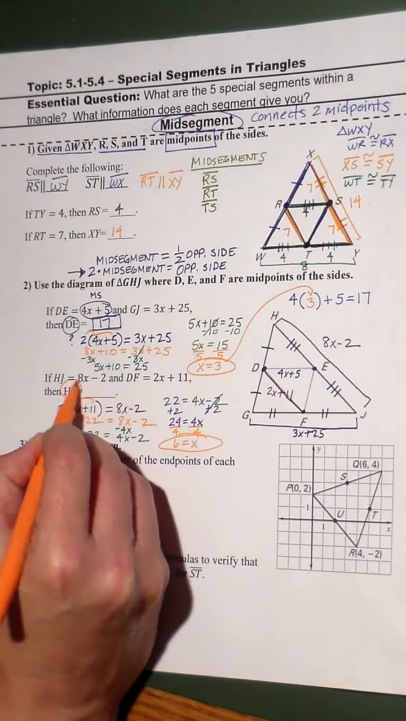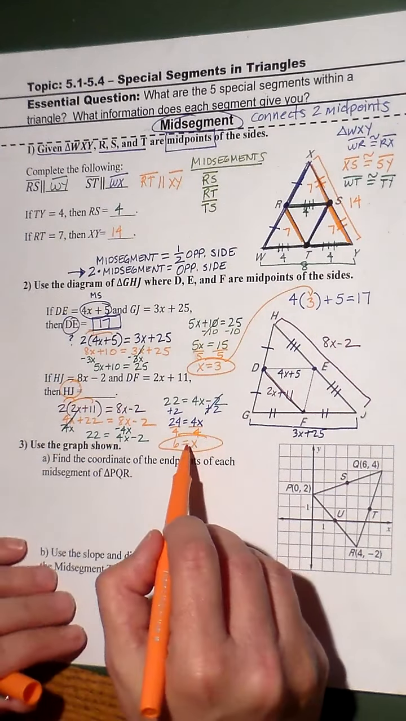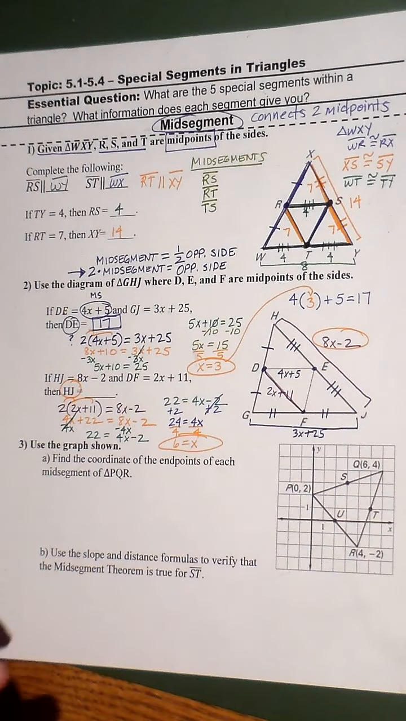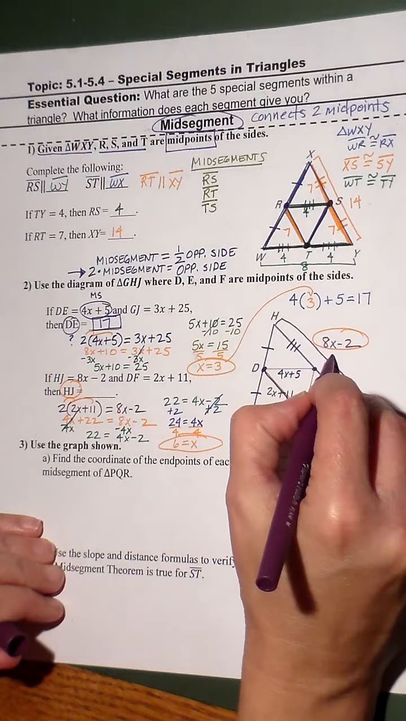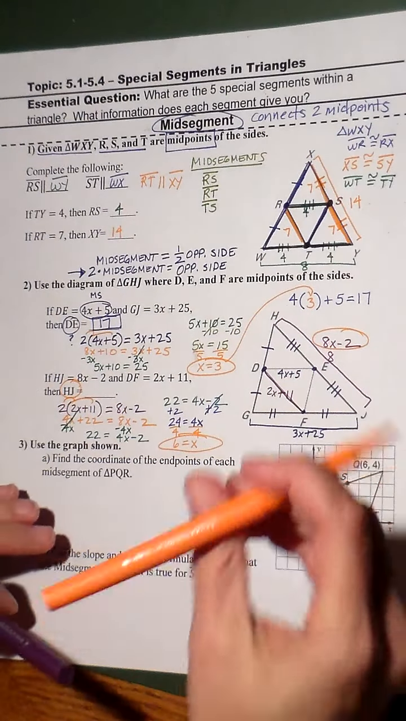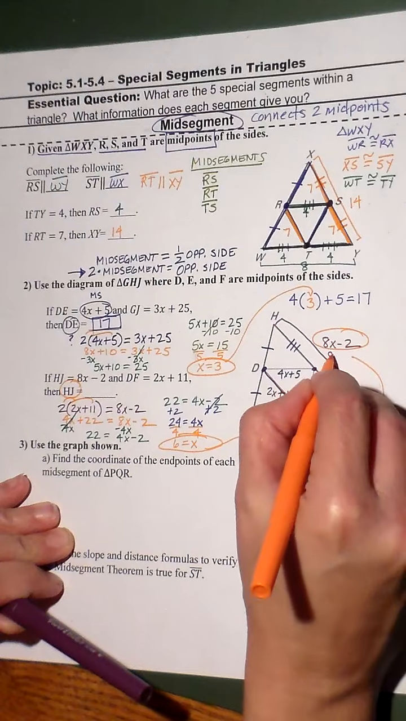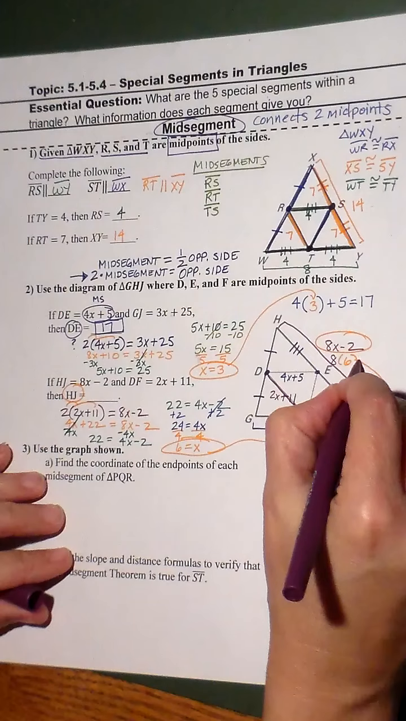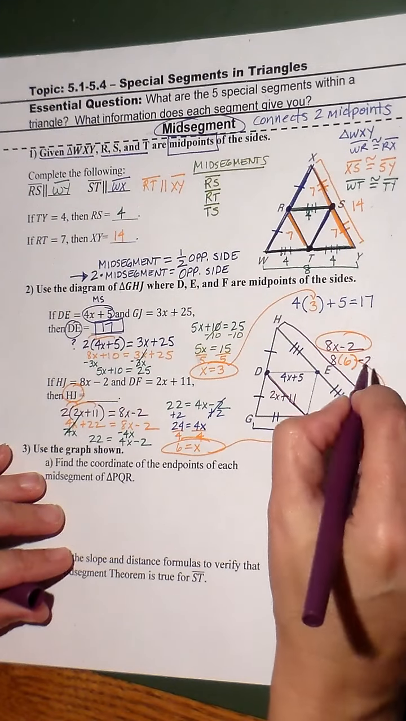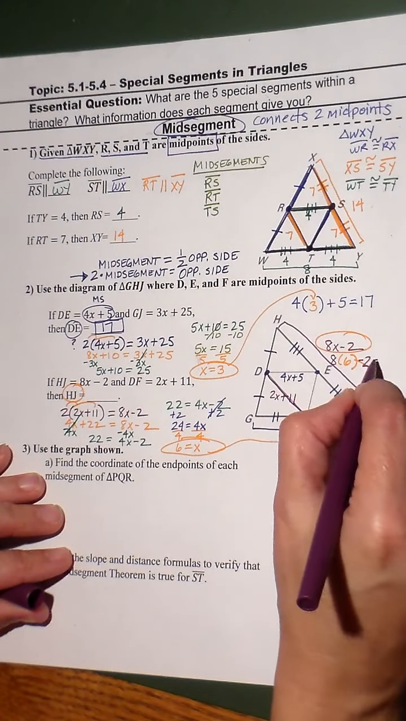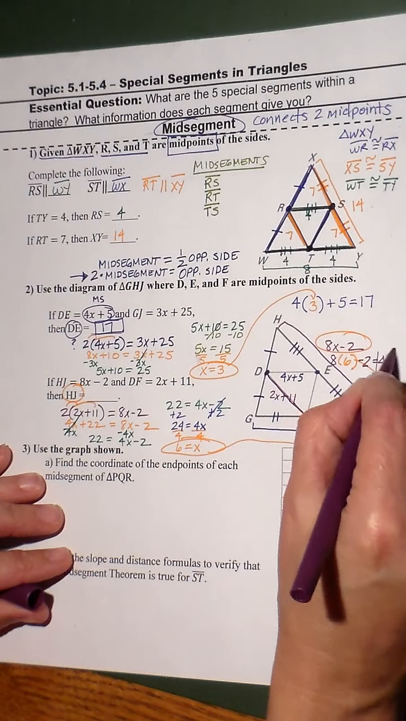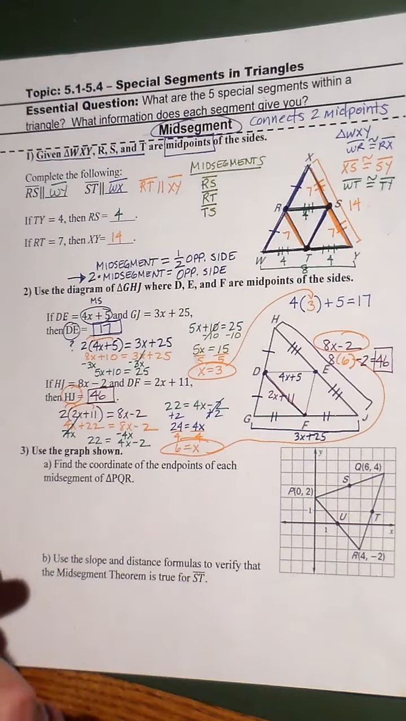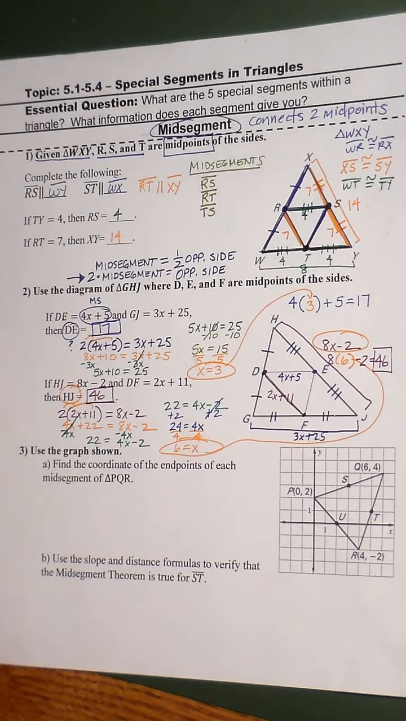I'm looking for HJ. So I'm going to take the 6 and plug that in for HJ. This is HJ. So I'm going to plug in the 6 for x. So I have 8 times x, which is 6, minus 2. And if you look at that, 8 times 6 is 48, minus 2 is 46. So HJ is 46. And that's how you do the midsegment of a triangle.